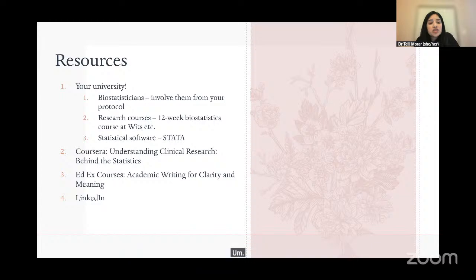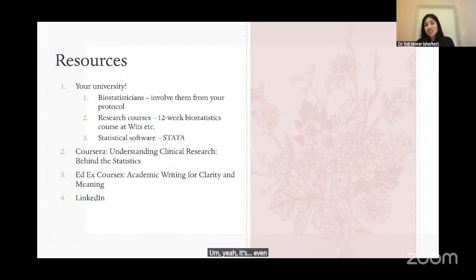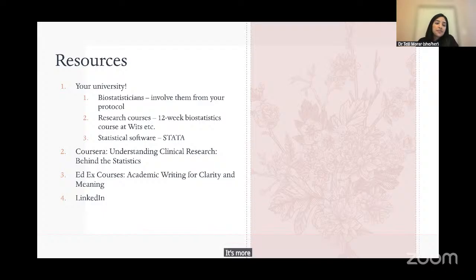And then research courses, like I said, Wits has a 12-week biostatistics course run by Prof. Jonathan Levine. He is excellent. And yeah, even that is scratching the surface. So I'm not sure in terms of 20 minutes how much I can teach you about biostatistics, but it's more around hopefully guiding you to get the resources that you need.